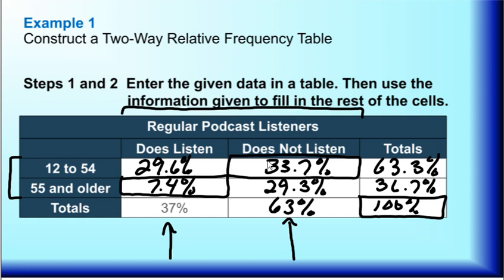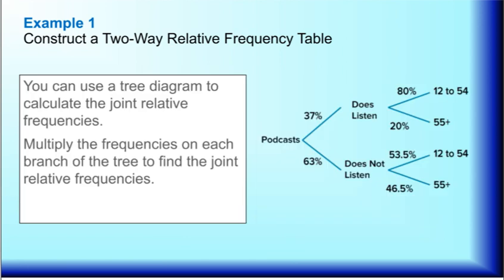This next slide tells you another way of solving that. Here you can use a tree diagram to calculate the joint relative frequency. To do that, you just multiply the frequencies of each branch of the tree to find the joint relative frequencies. I did it a little bit different way, but we started off with this 37%. And we know that if you add these two, this will give you your 100%. So this is your total.